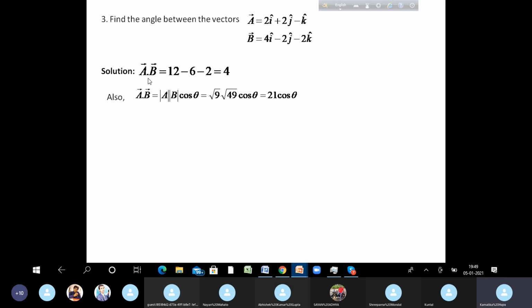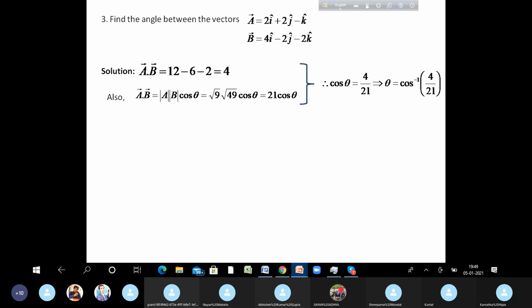So from one formula you get a dot b as 4, from the other formula you get a dot b as 21 cos theta, which means that you can equate the two. So 21 cos theta equal to 4, which means cos theta is 4 by 21. This means that the value of theta is cos inverse 4 by 21. You can find out from your calculator what this comes out to be. I have not done that. So whenever you are given two vectors and asked to find the angle between the two vectors, this is what you will do. You will find the dot product once.